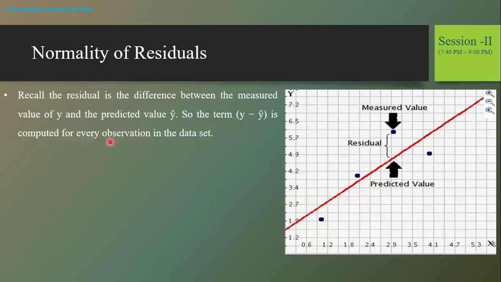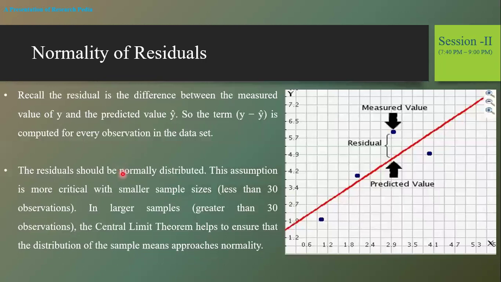So you need to capture the residual, or the error, or the gap for every observation in your data set. The residual should be normally distributed. This assumption is more critical with smaller sample size. Always remember that whenever you have at least 30 observations, you may consider your data to be normally distributed. But if your data is smaller than 30 observations, you need to check the normality assumption.